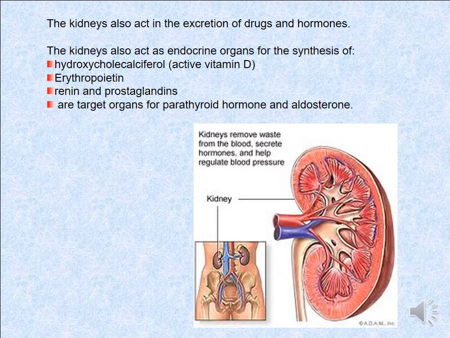The kidney also acts in the excretion of drugs and hormones. The kidney also acts as an endocrine organ for the synthesis of hydroxycholecalciferol as active vitamin D, erythropoietin, renin, and prostaglandin enzymes, and it is a target organ of parathyroid hormone and aldosterone. The kidney removes waste from blood, secretes hormones, and helps regulate blood pressure.